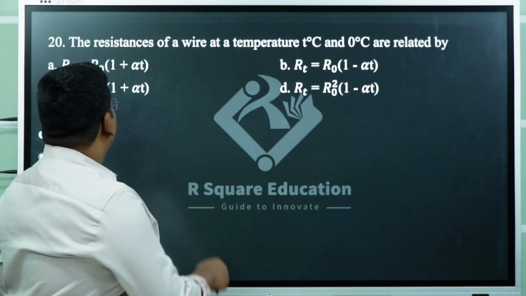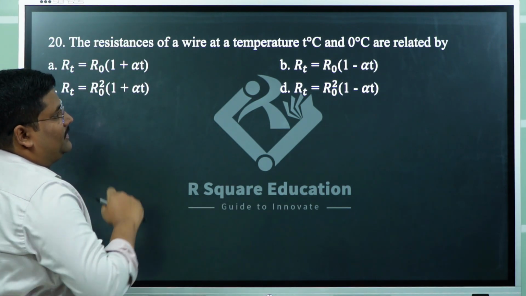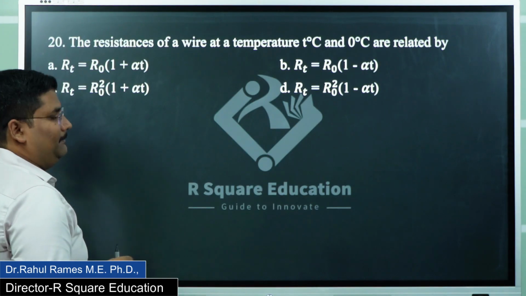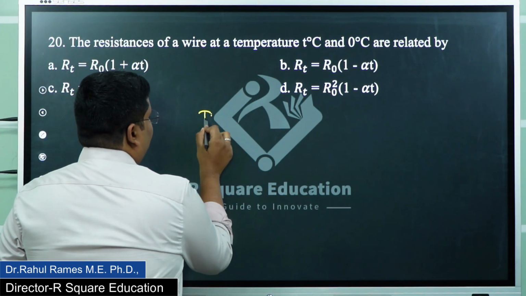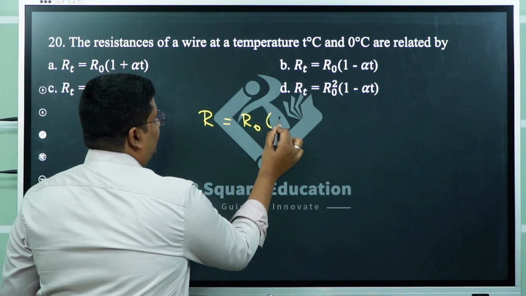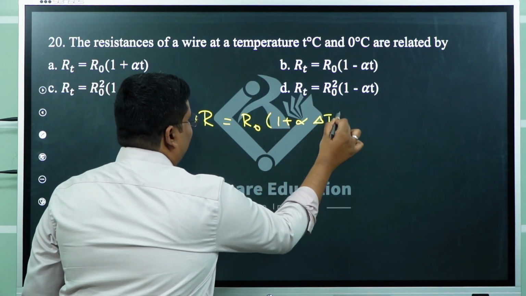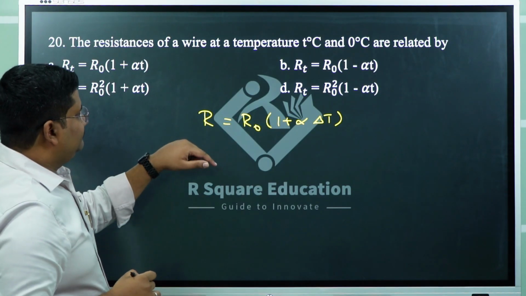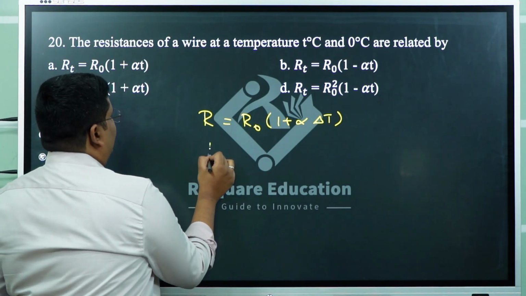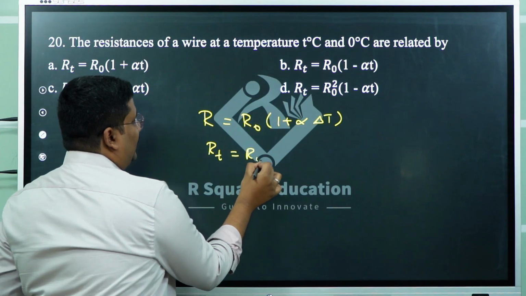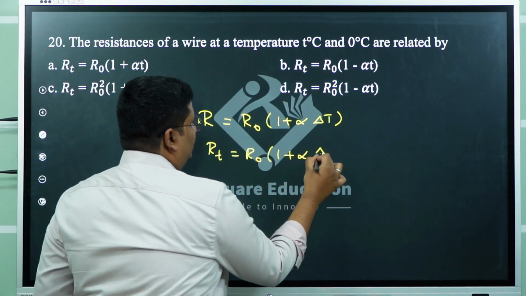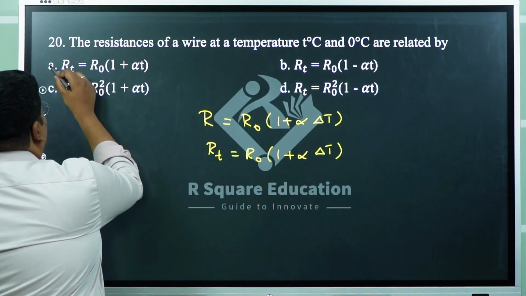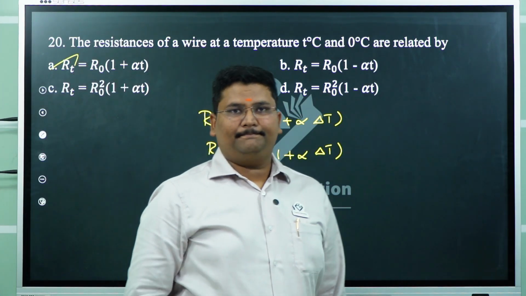See this question. The resistances of a wire at a temperature T degrees and 0 degrees are related by... So we know the temperature dependence of resistance. R is equal to R naught into 1 plus alpha into delta T. Right, so this is going to be the answer. RT is going to be R naught into 1 plus alpha into delta T. So the answer is option A.